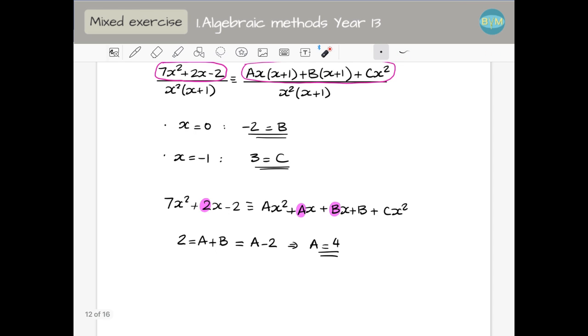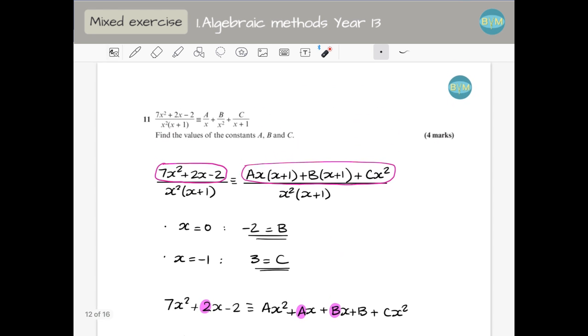You can use this method from the beginning and ignore the substitution. It's up to you. So you will have 3 simultaneous equations. You will say that 7 is equal to a plus c, and the minus 2 is equal to b. So it's a bit up to you, or you do a mix, or you do just comparing coefficients, or equating coefficients. And that's all with this question.